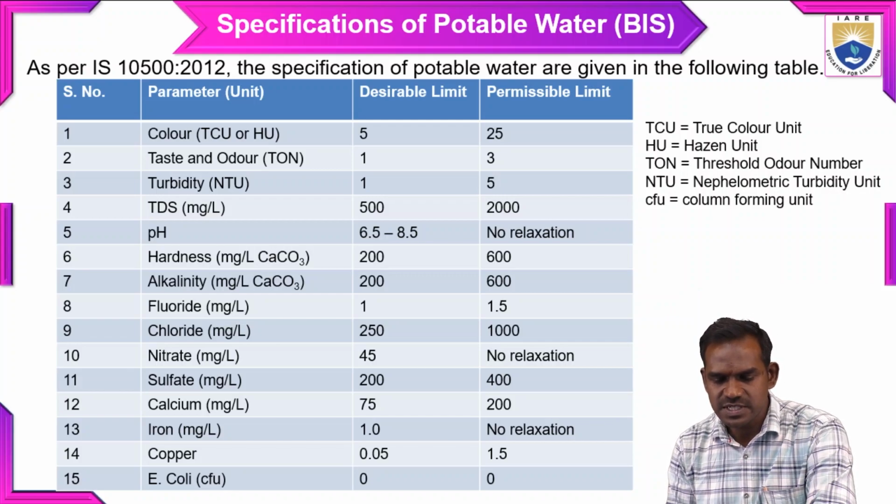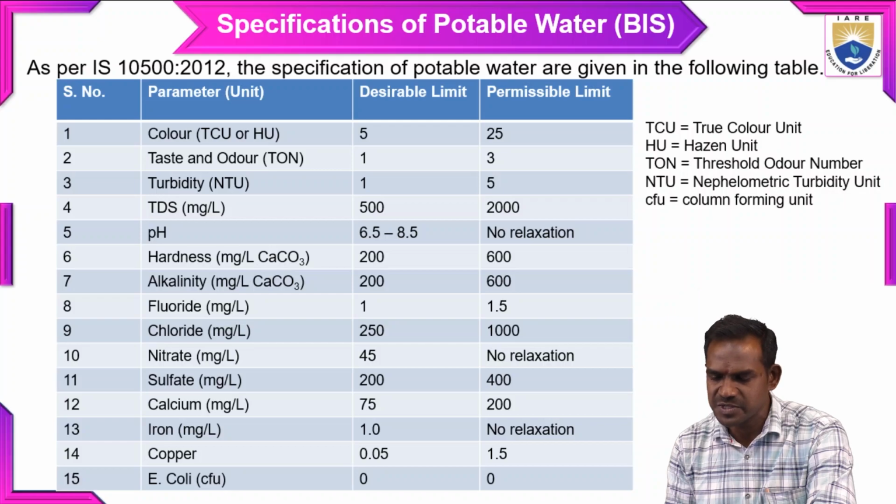The first specification is color, which is measured in units of either TCU or HU. The full form of TCU is True Color Unit, and that of HU is Hazen units. The permissible limit of color is up to 25 Hazen units, and the desirable limit is only 5 Hazen units.